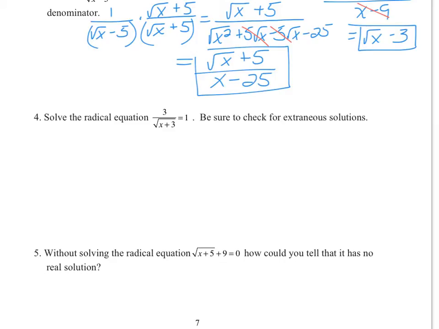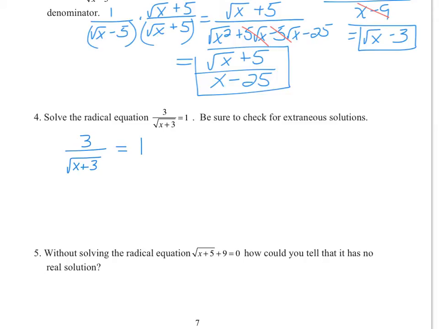All right, so here we go. I have 3 over square root of x plus 3. So the whole binomial is under a square root, equals 1. All right, to solve radical equations, I have to isolate the radical. Well, really, that radical is isolated. It's just in the denominator. So what I'm going to do is then square both sides.